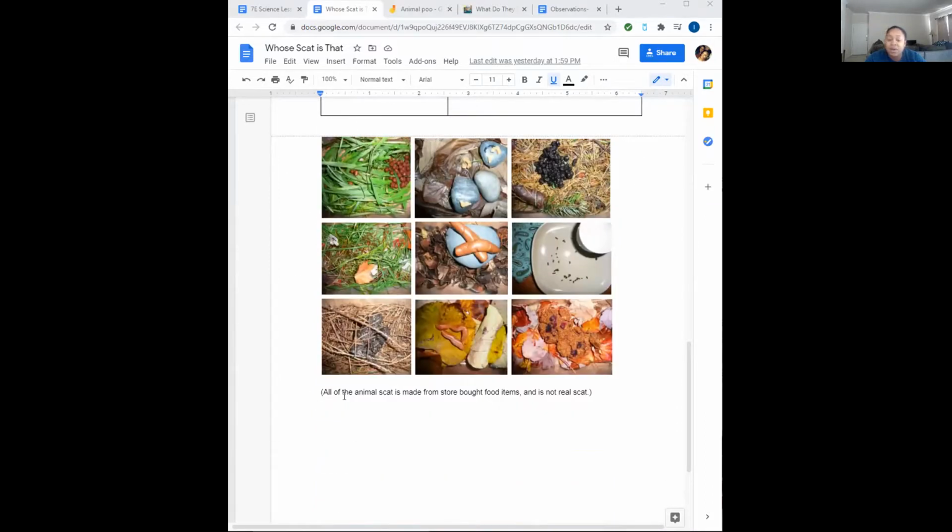And I did put a disclaimer: all of the animal scat is made from store-bought food items. It is not real scat. So I don't want them going home telling mom and dad that they've come across real poo in the classroom. That would be bad. Okay.